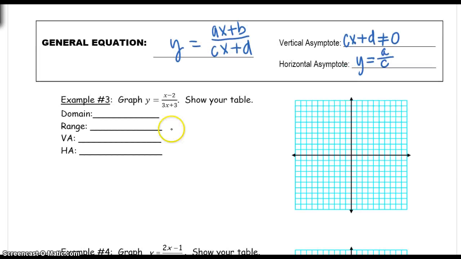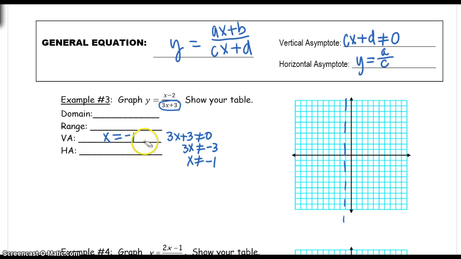So on number 3, I'm going to go ahead and attack the vertical asymptote first. So if it's the denominator not equaling 0, we'll have 3x plus 3 cannot be 0. Subtract 3, so 3x cannot equal negative 3. So therefore, x cannot equal negative 1. That is going to be your vertical asymptote. So we're going to jot that down here, dot it up, dash it up.